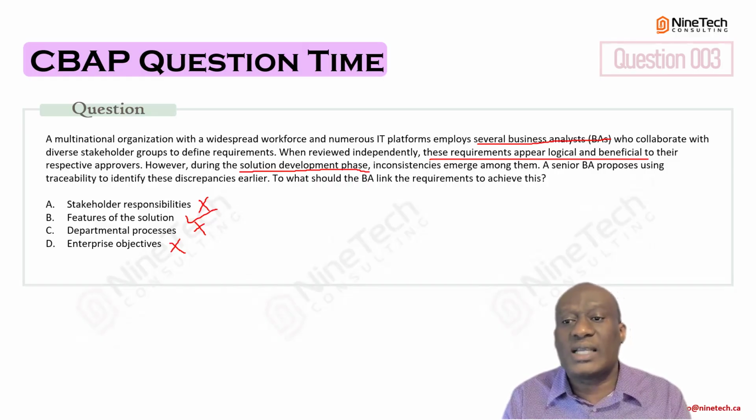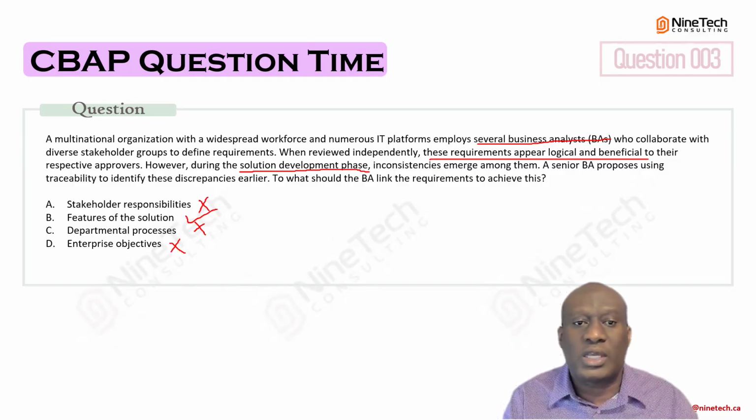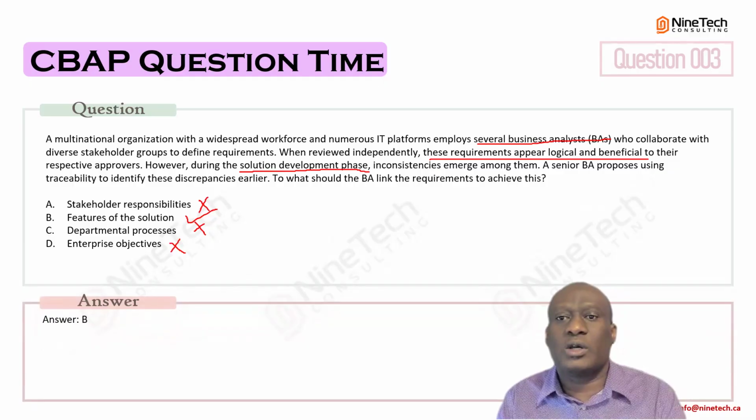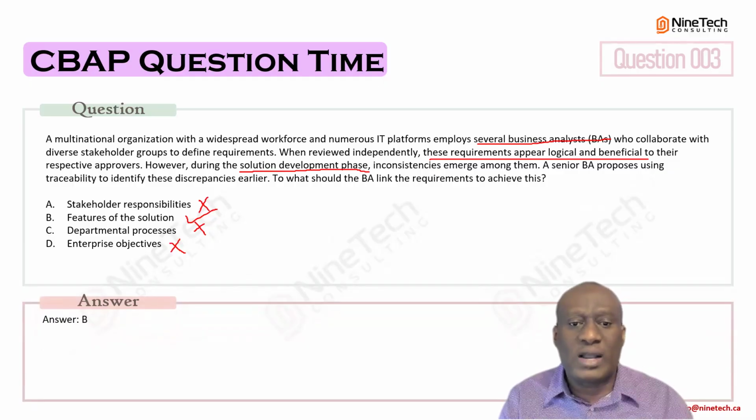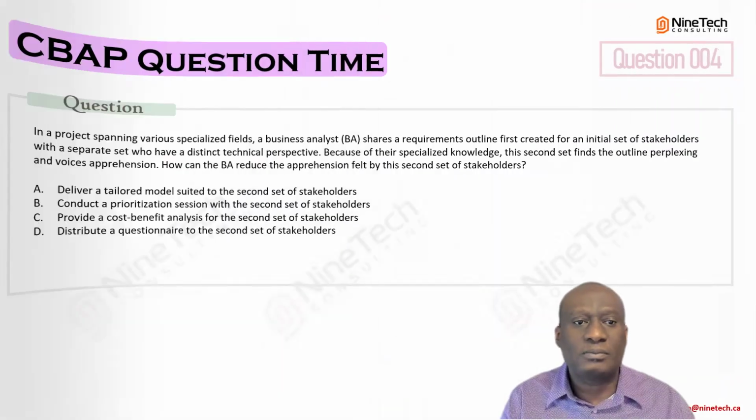So B suggests that the issue is surfacing because traceability was not done to the solution, and that's why we are having that issue. Okay, so I hope you got that same answer. Let's check what the answer is. Yes, the answer is B. So we got that right. Okay, so let's move to our fourth question.